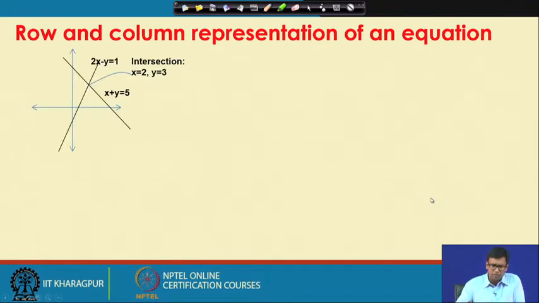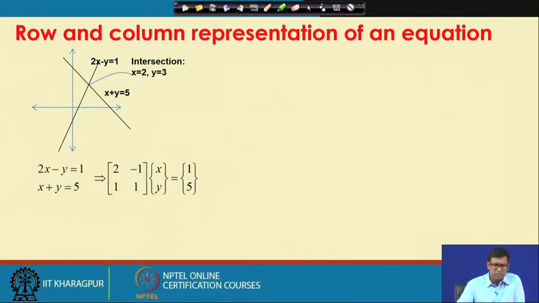We start with the most primitive form of a linear equation system, which is two straight lines crossing each other. One has the equation 2x minus y is equal to 1, another has the equation x plus y is equal to 5, and if we solve these equations we get the intersection point. And this is the equation represented in the matrix form.